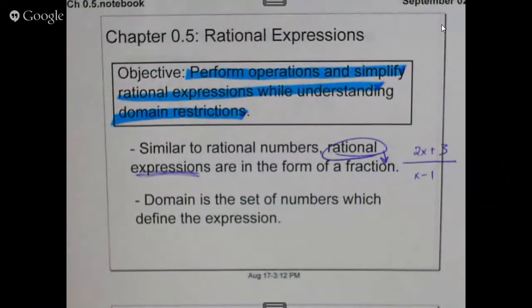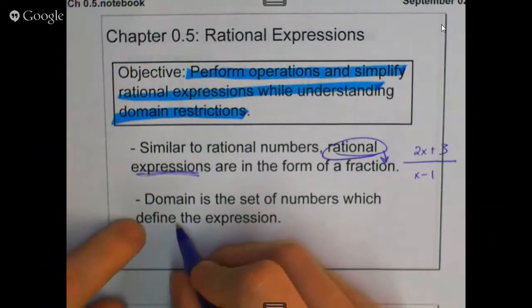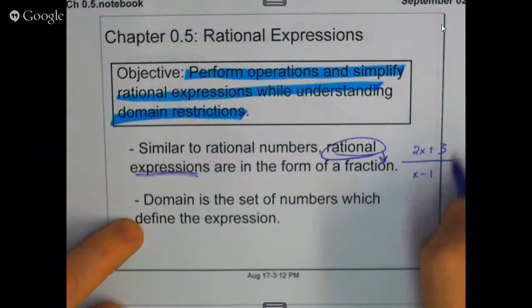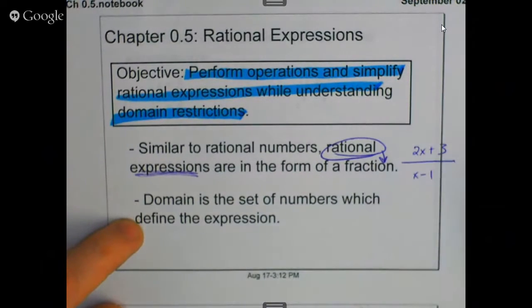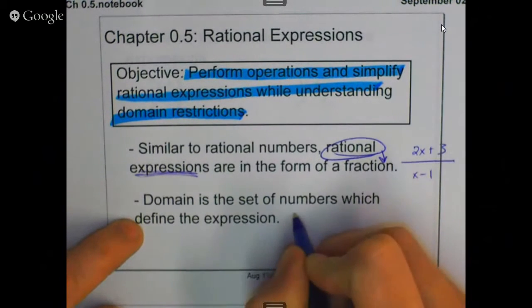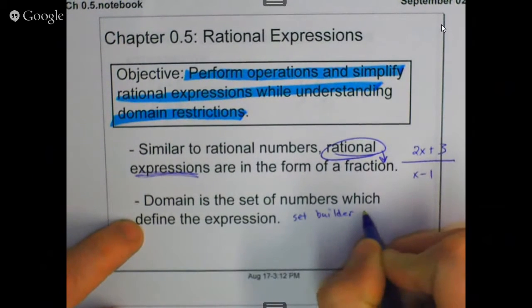Domain is defined as a set of numbers which define the expression. And what I mean by define the expression is when I put a value in here for x and I get out a real number, that defines it. Okay, we're only looking at real solutions of this. Okay, so we use set builder notation.